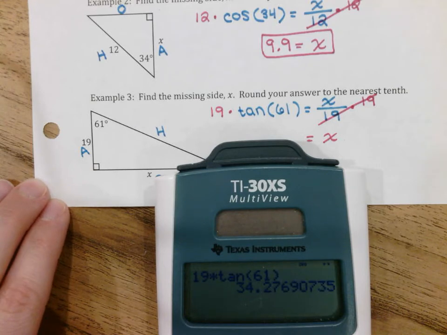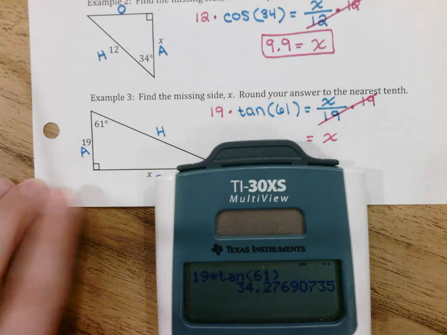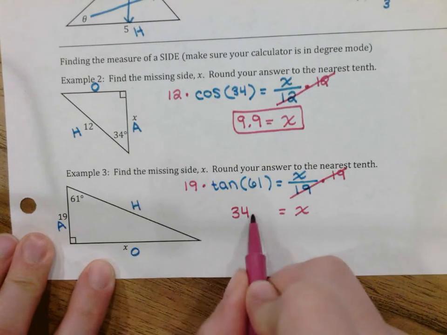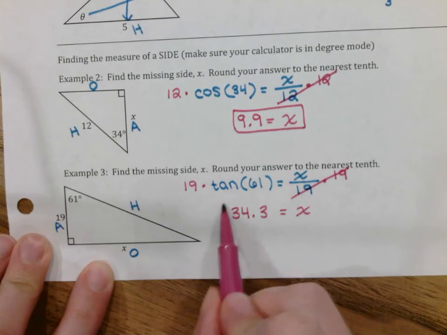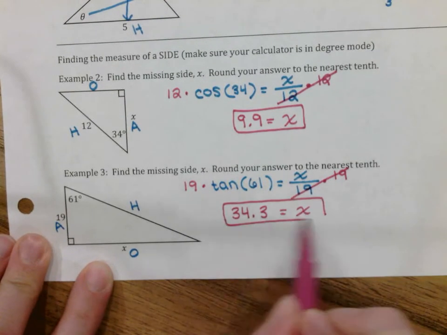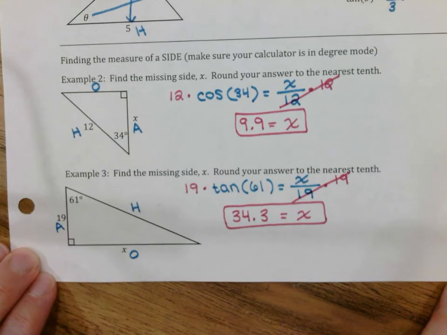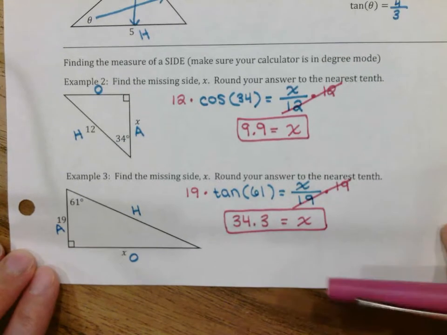All right, and rounding to the nearest tenth, well, I'm going to look at the number after. That's 7. It's 5 or greater, so I have to round that 2 up to a 3. So this is going to be 34.3. All right, and that's our missing side. These two are fairly straightforward, but that is the general process that we're going to go through. So let's look at the next one.